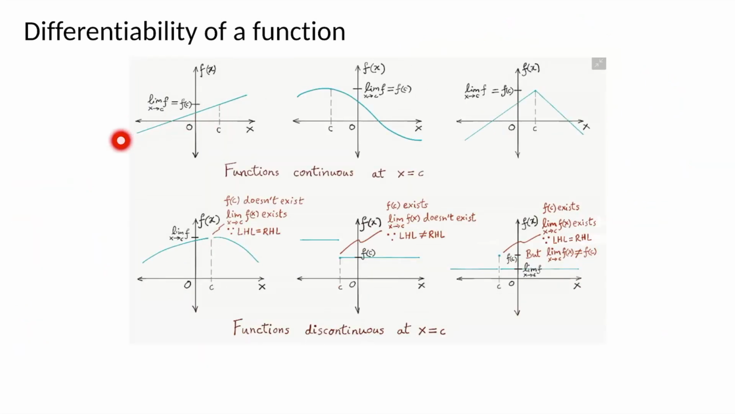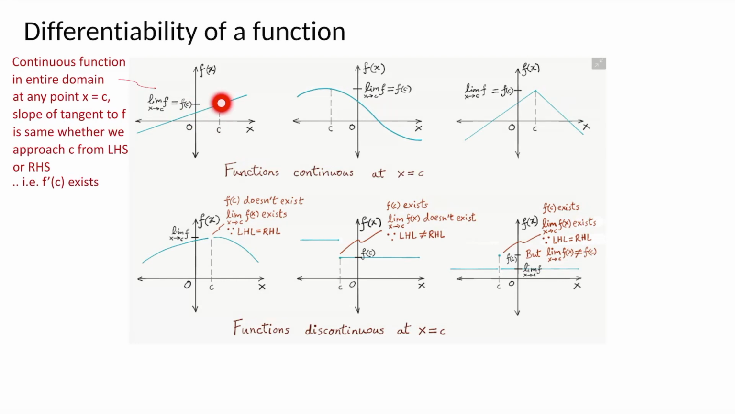Here this first function is a straight line, so it is obviously continuous, and it seems that it is also differentiable, because it doesn't take a sharp bend. Any point that you take, you get a unique slope, whether you approach that point from the left hand side or from the right hand side. So it is not only continuous, but it is differentiable.